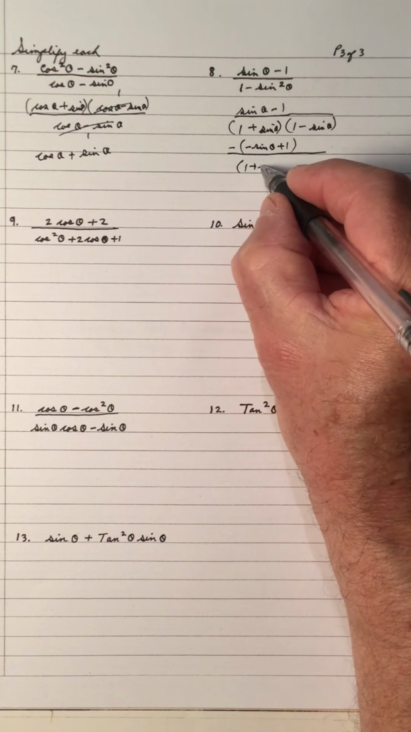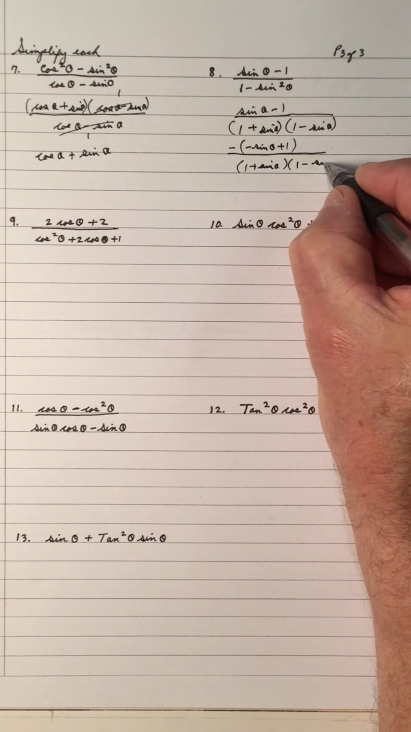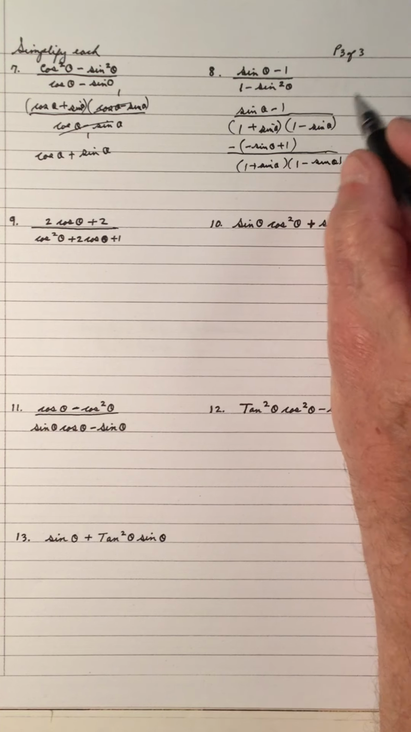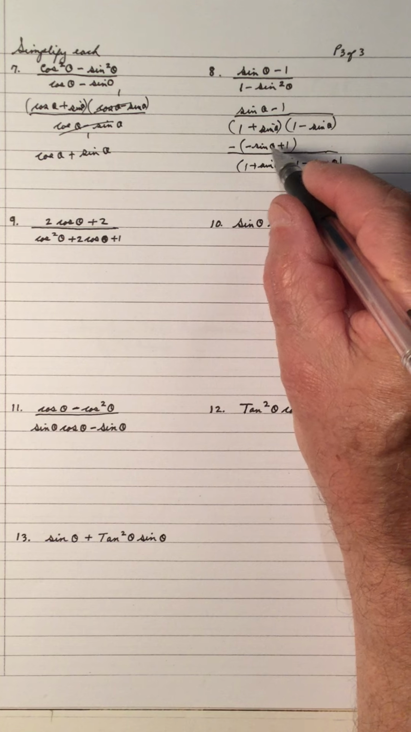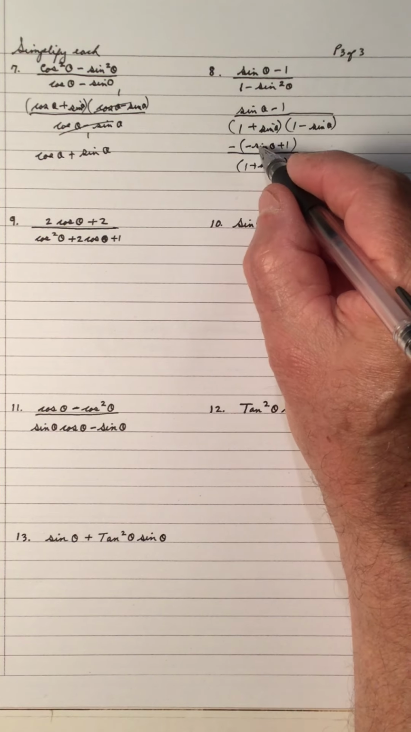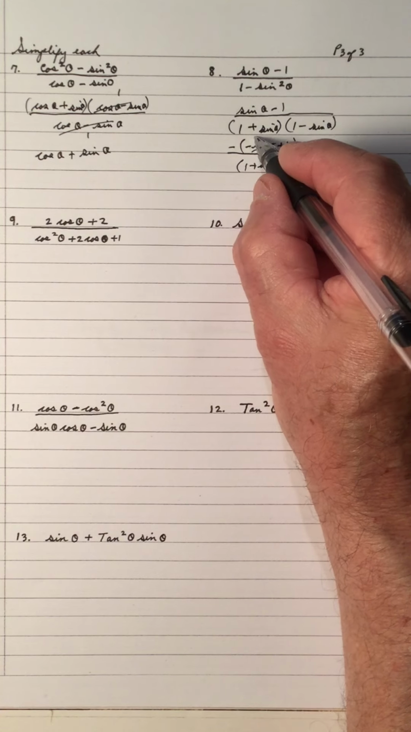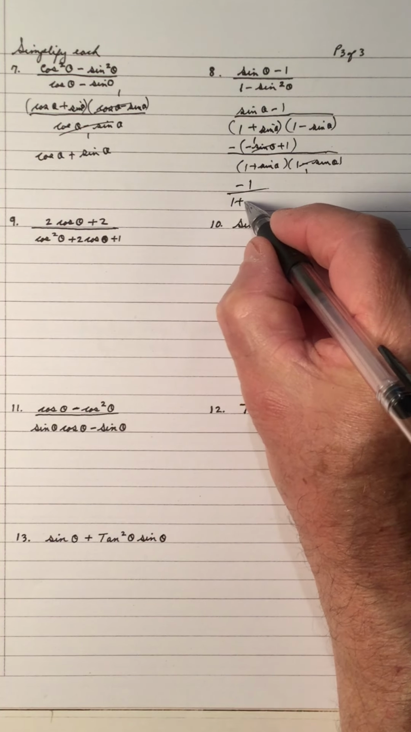And this is 1 plus sine on the bottom, 1 minus sine on the bottom. And notice now that these two are the same. So that's a negative sine, that's a negative sine, that's plus 1, that's plus 1. So they cancel, and this gives me negative 1 over 1 plus sine.